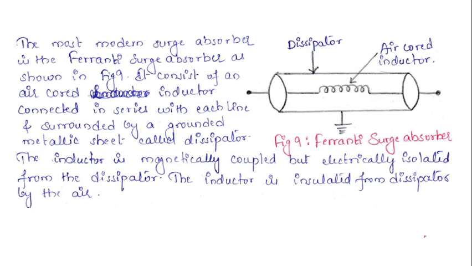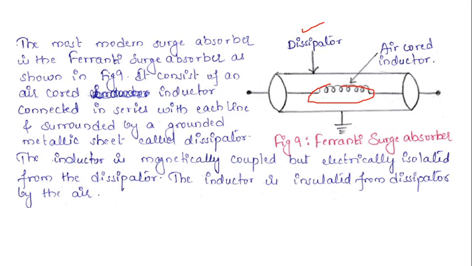The most modern surge absorber. So this is a surge absorber known as a Ferranti surge absorber. It consists of an air cored inductor connected in series with each line, surrounded by a grounded metallic sheet called a dissipator. So this inductor is surrounded by a metallic sheet, called a dissipator. And this is an air cored inductor.